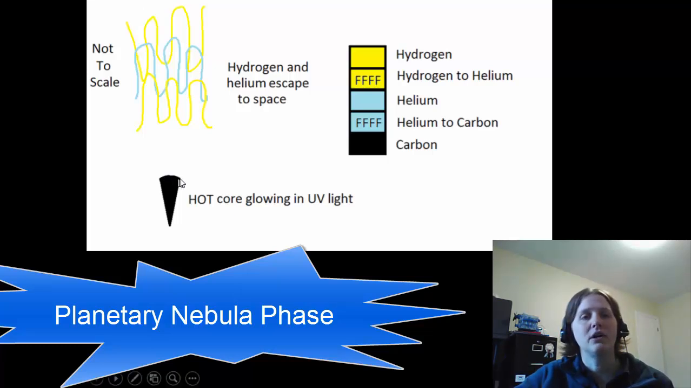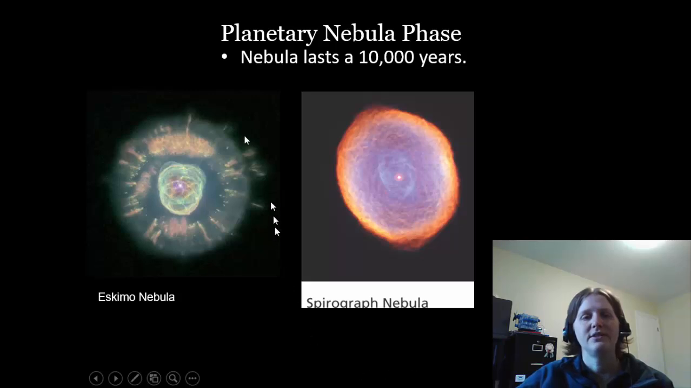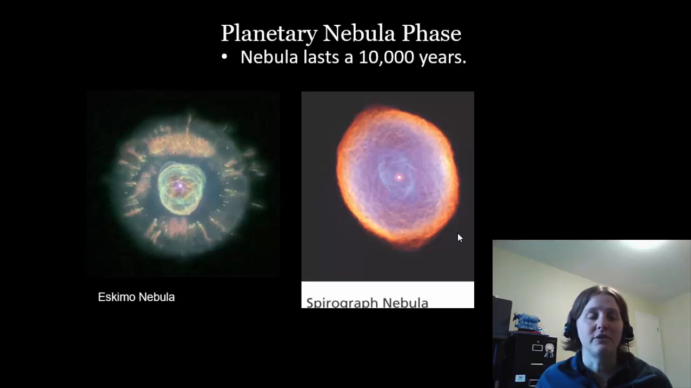Your hot core is going to be hot enough to glow in the ultraviolet light, so this core shines light on these gases as they're leaving, and they're really, really pretty to see. So let me show you some planetary nebulas. Here's the Eskimo Nebula. Here's the Spirograph Nebula. Right? So these don't last very long. The gases are still drifting away from the star, but we might see one in the sky for about 10,000 years.